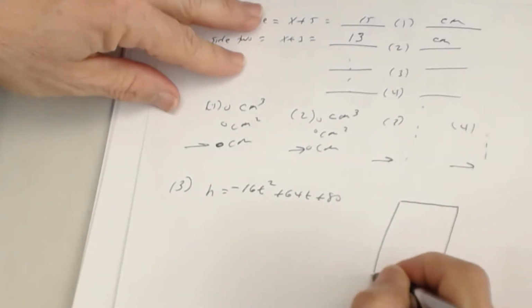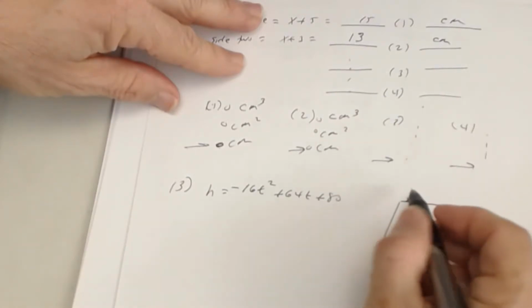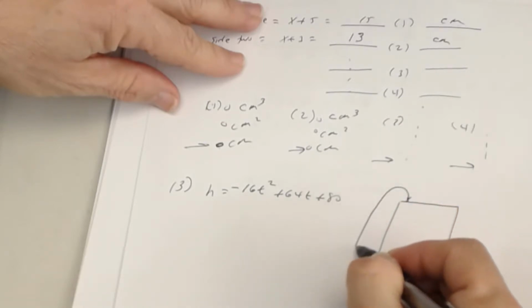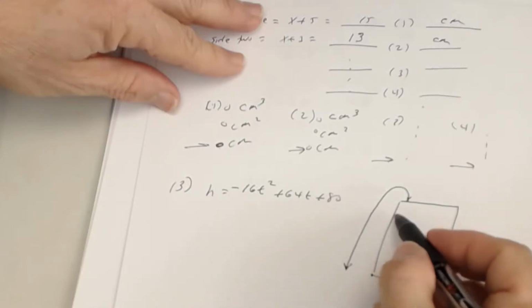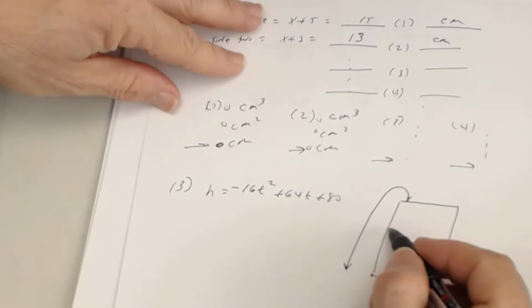This is the building, correct? Where's this person located? On the top of the building. Right here. So you're going to throw the object, and it's going to hit the ground, correct? Okay? And this building is how many feet tall? 80 feet.